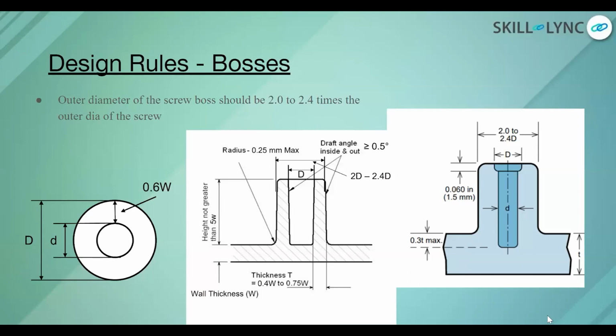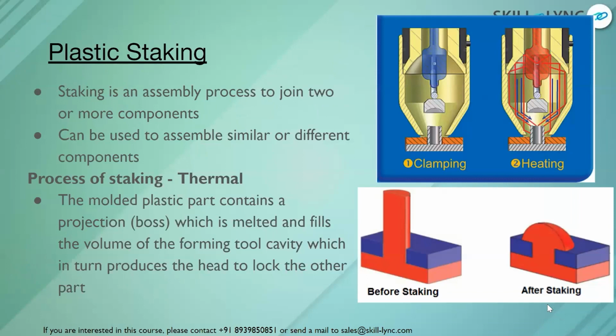Now coming to the next part, which is plastic staking, or we generally call it heat staking or thermal staking. This is basically a permanent joining operation which we perform for plastic components. Basically, we are joining one plastic component with another plastic. What happens is you will be having a screw boss like structure. You will be having a structure available.